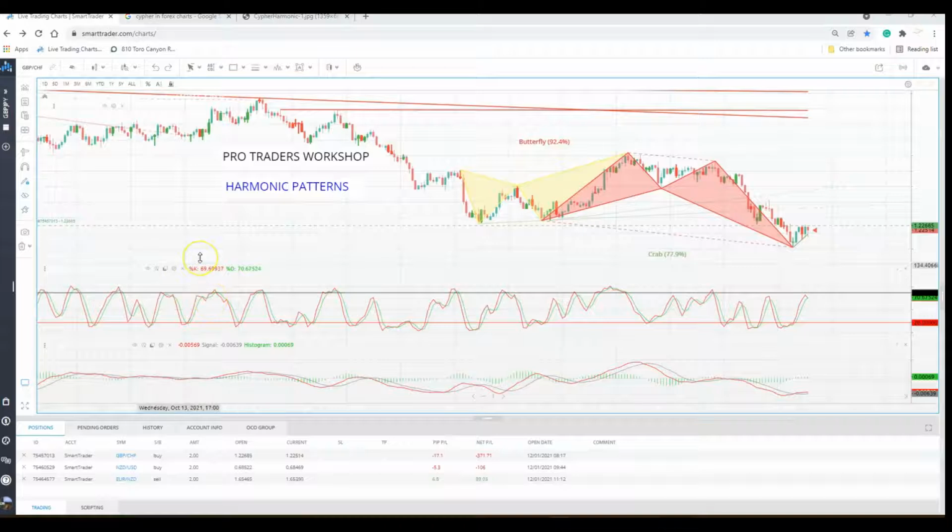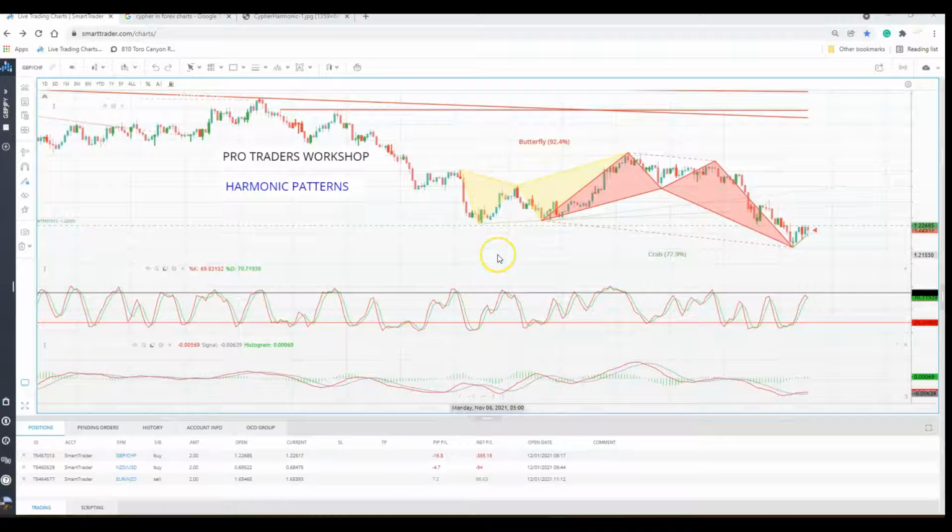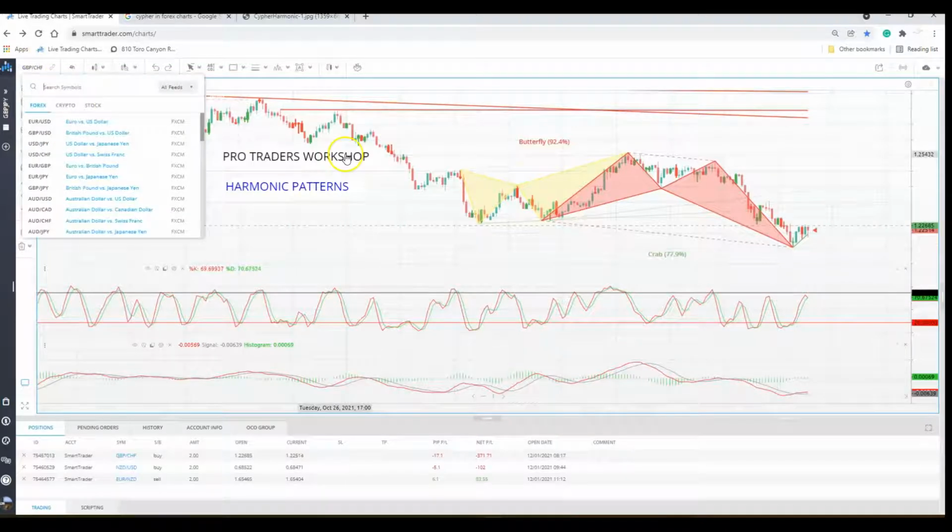In today's lesson, I'm going to go over the harmonic patterns, a very powerful and very simple way to trade, especially if you are using a Smart Trader platform, because it will generate these patterns for you. You do not need to manually place those. So let's just go over a few trades that were taken, a few examples.